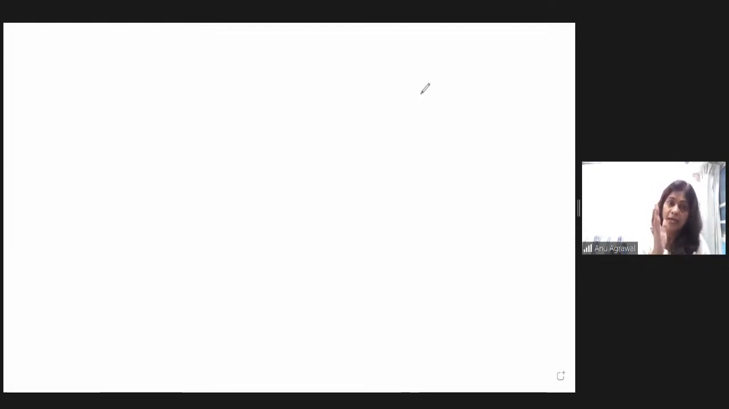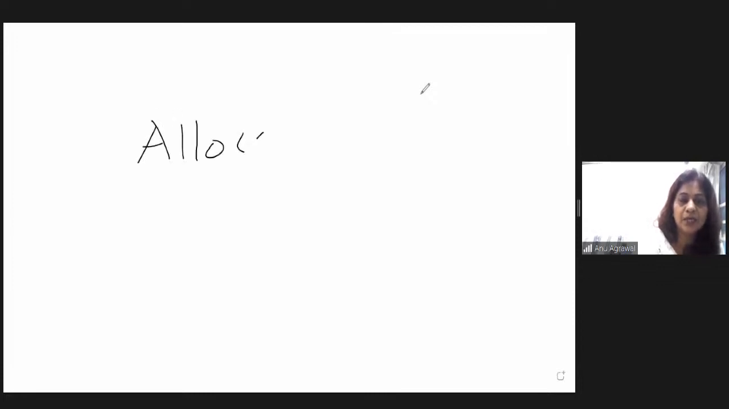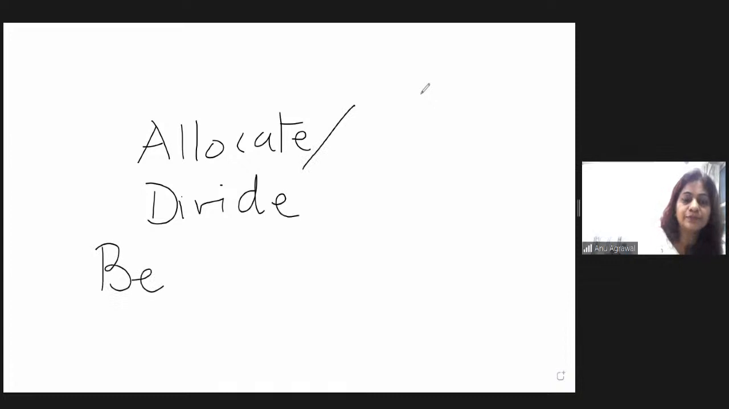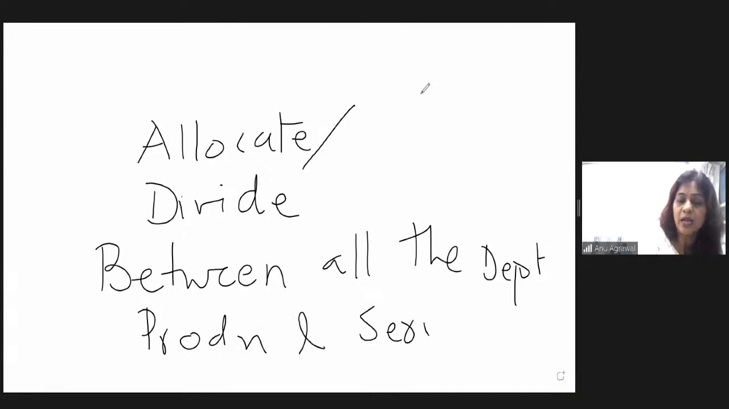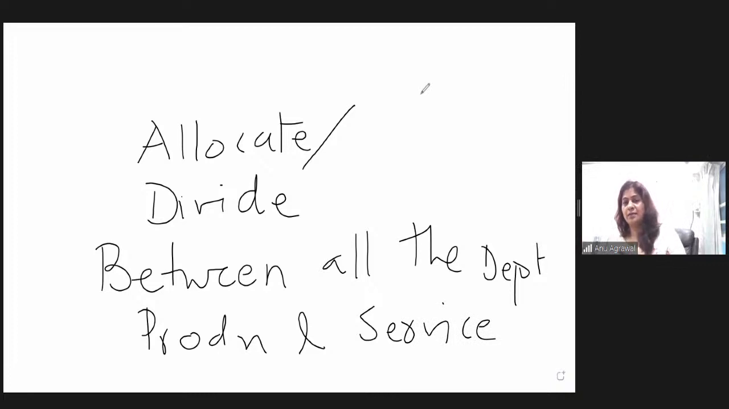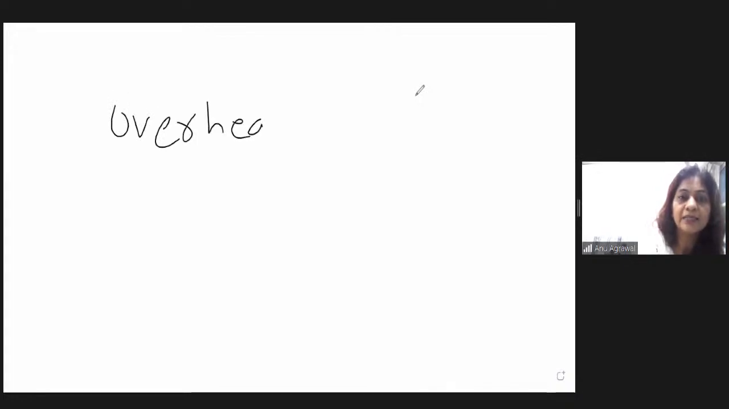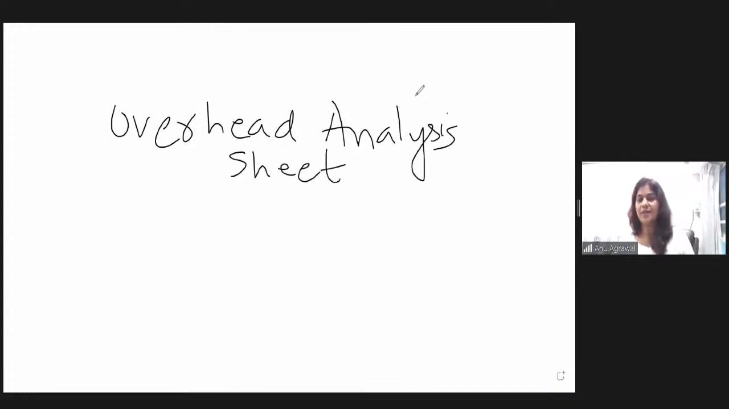Now, these expenses which are there, you need to first allocate, or in simple terms, you need to divide between all the departments. When I say all the departments, I mean production and service. I need to first allocate all the expenditure between all these departments. This is my step 1, which is known as the overhead analysis sheet.